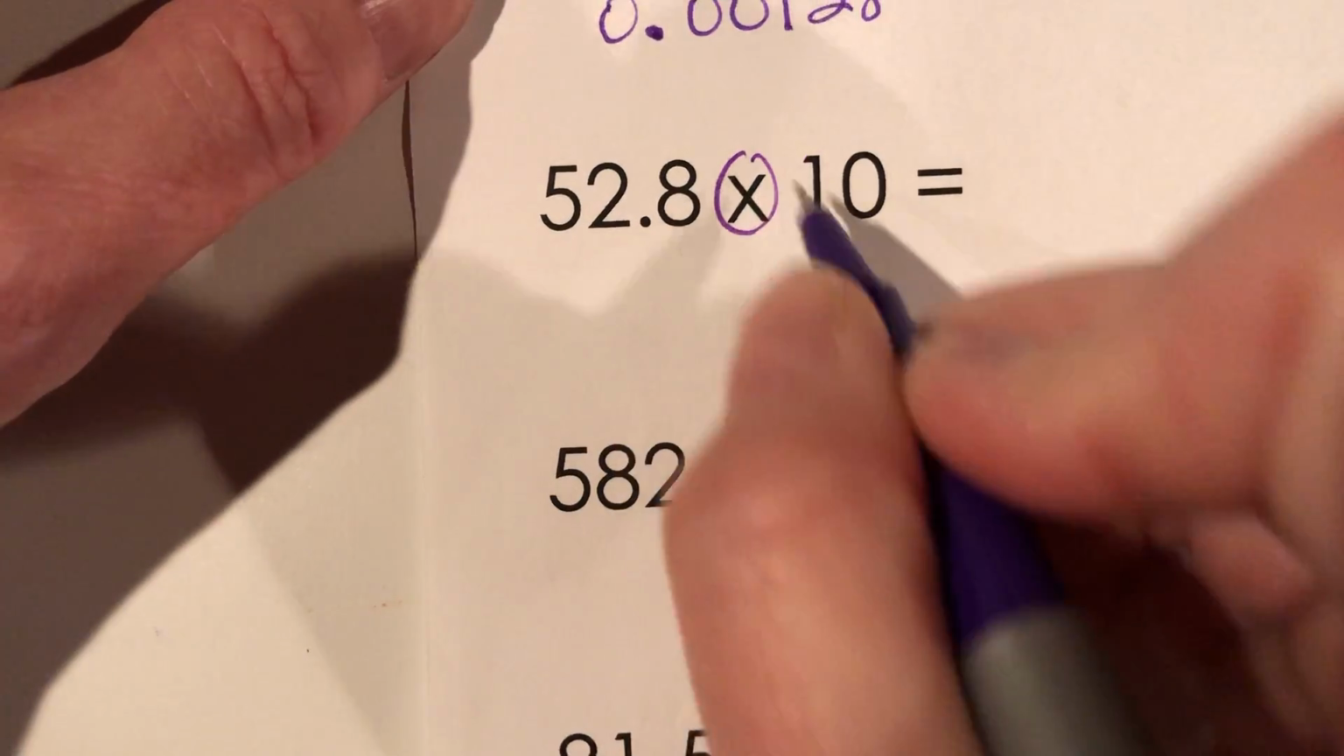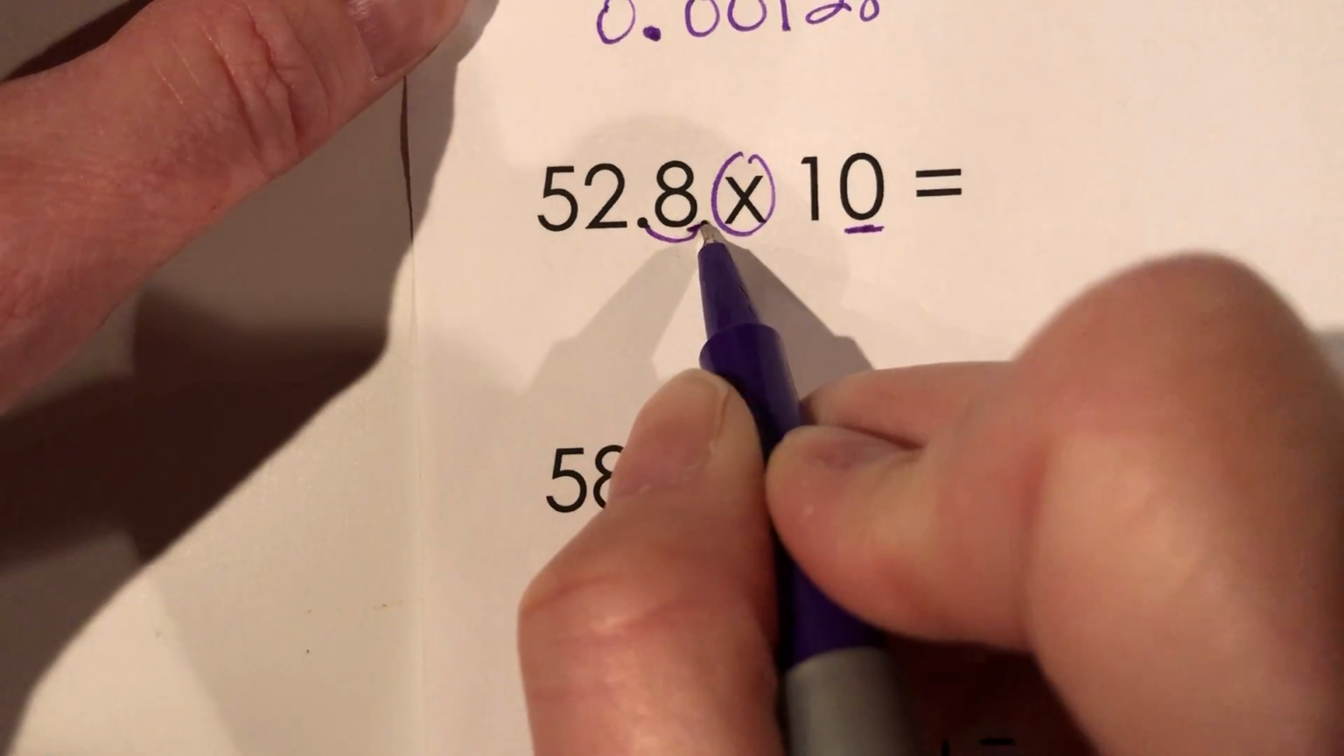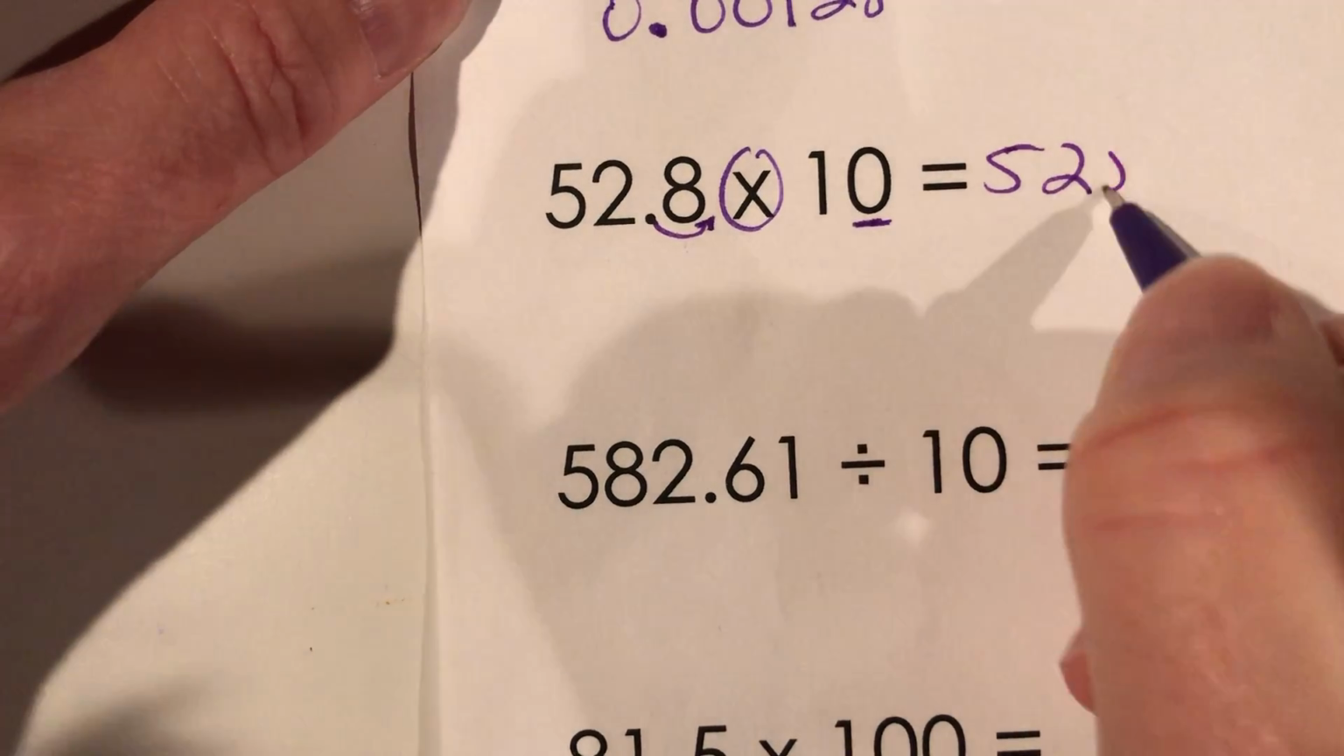All right, next I'm multiplying by 10. And multiplying by 10 means 1 hop right. So we would just have 528.